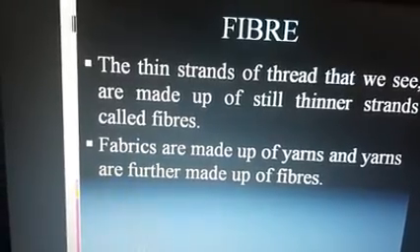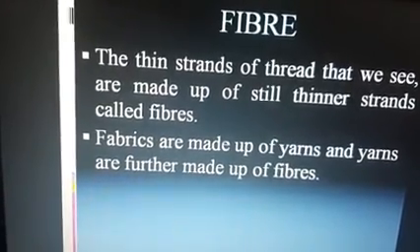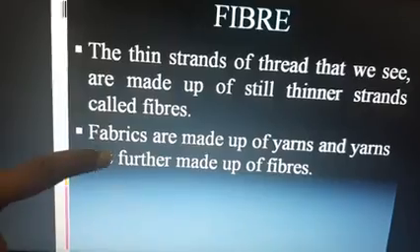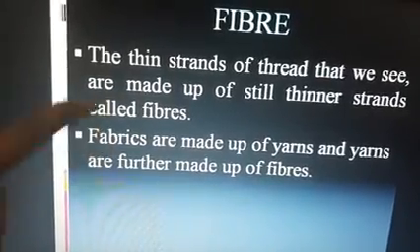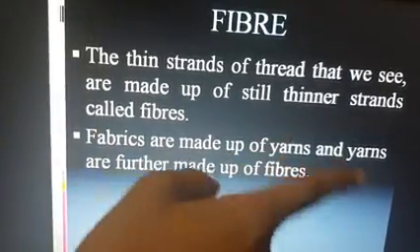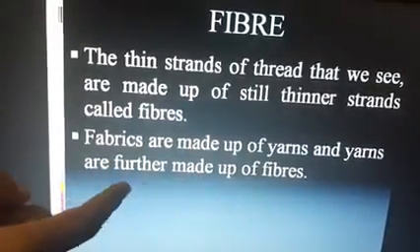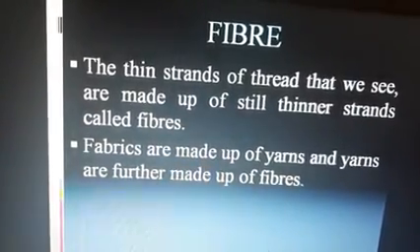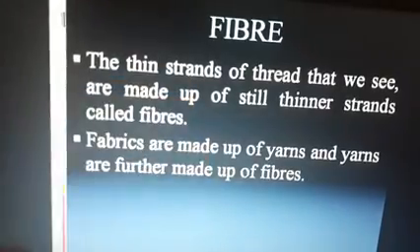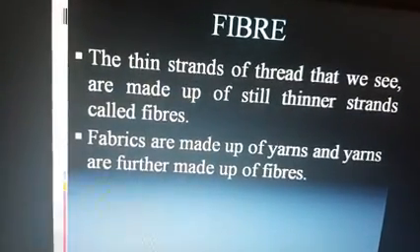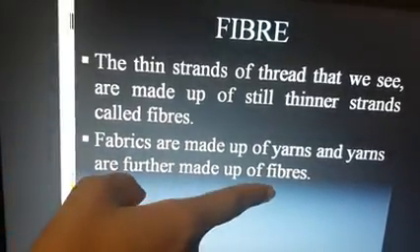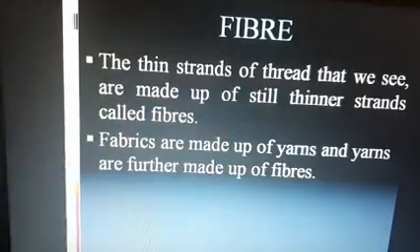Fabrics are made up of yarn, and yarns are further made up of fibers. So if you want to make fabrics, you have to make yarns, and if you want to make yarns, you have to make fibers. But we cannot make fibers ourselves. We can obtain fibers from crops, or produce them synthetically. Clear? So we will discuss what these fibers are and how they are obtained, naturally or artificially.